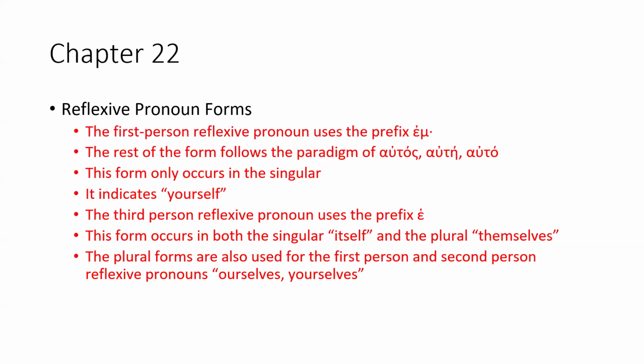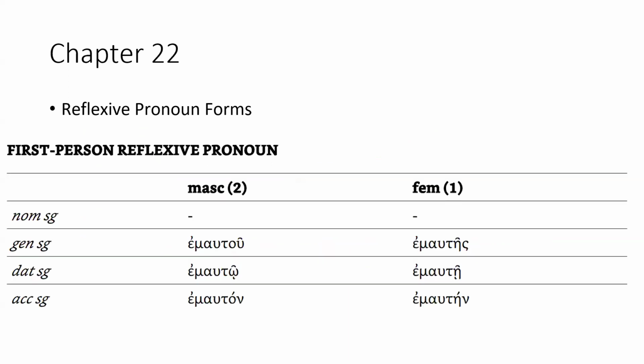The first person reflexive pronoun uses the prefix em. The rest of the form follows the paradigm of autos, sautou, autō. This form only occurs in the singular and indicates yourself. The third person reflexive pronoun uses the prefix epsilon. This form occurs in both the singular itself and the plural themselves. The plural forms are also used for the first person and second person reflexive pronouns, ourselves, yourselves.